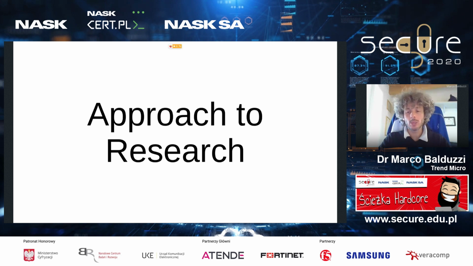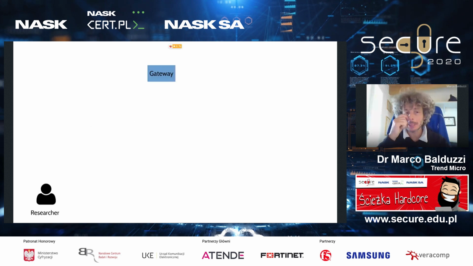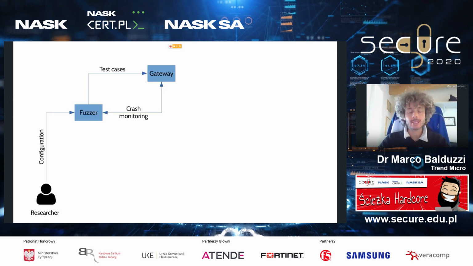And let's look at how we did our research. So the general idea is that you have a researcher like myself or some of our colleagues that wants to test one or multiple gateways. Okay. So what the researcher does, he instructs what's called a Fuzzer. So the Fuzzer is basically this code that generates test cases to trigger potential vulnerabilities in the translation. And it also looks for conditions that might indicate problems with the gateways. So that's why the Fuzzer also does what we call the crash monitoring of the gateway.